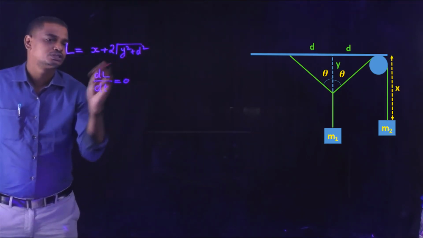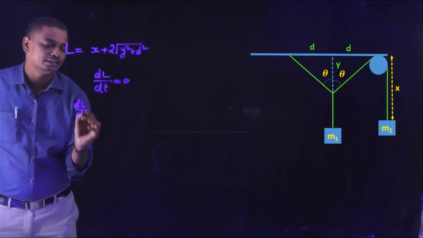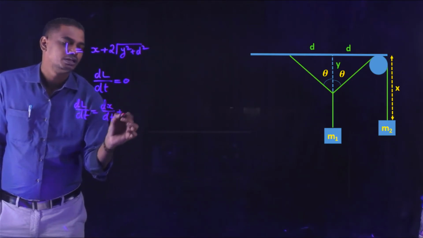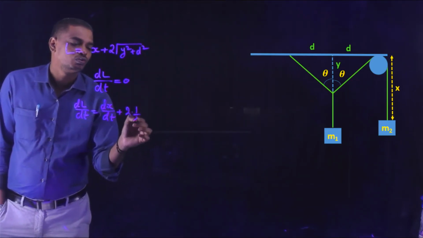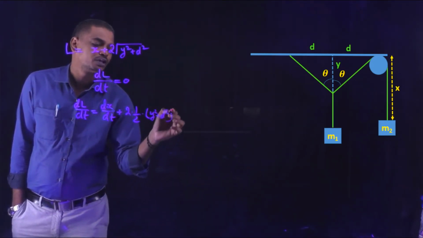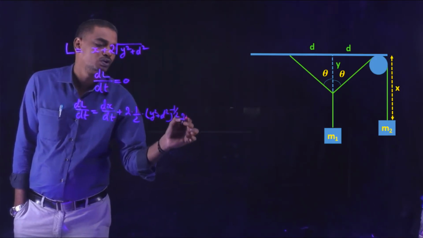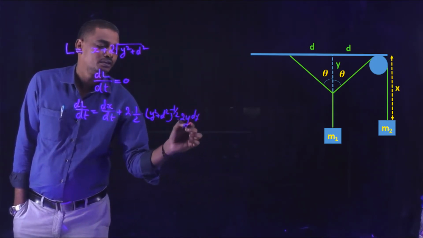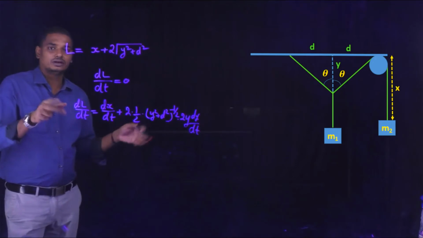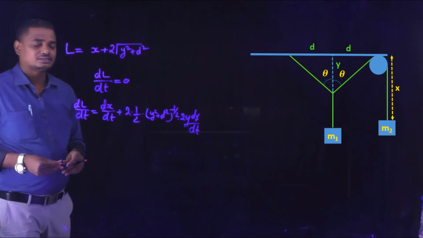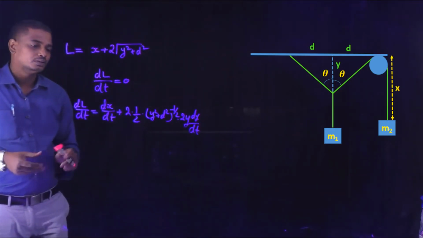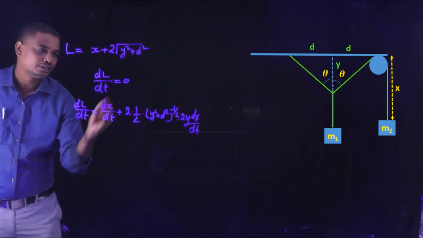So differentiating both sides with respect to time, dl by dt is equal to dx by dt plus 2 into 1 by 2 into y square plus d square whole power minus 1 by 2 into 2y dy by dt. I think differentiation is much easier when you have learned it in your mathematics class. So this is the differentiation. We are using the u plus v formula. So dl by dt is 0.